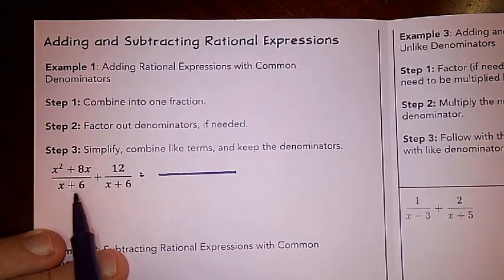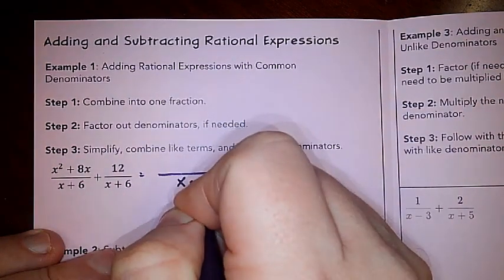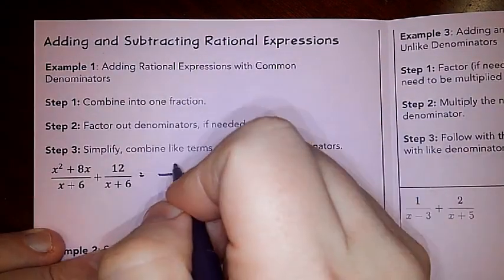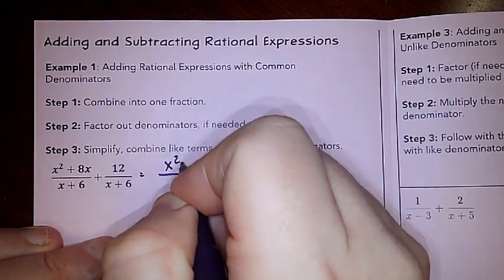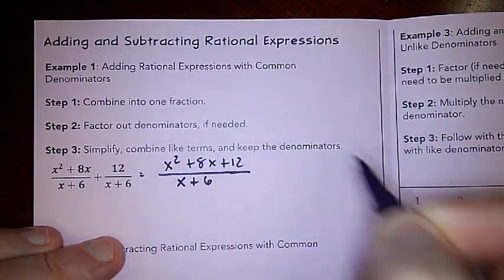So here our denominator is x plus 6. Here our denominator is x plus 6. So in our answer, our denominator is going to be x plus 6. Our numerators, we are going to write them all out. X squared plus 8x plus 12.